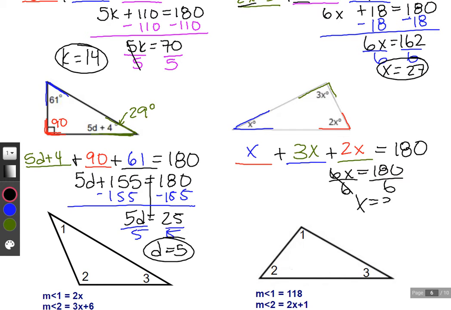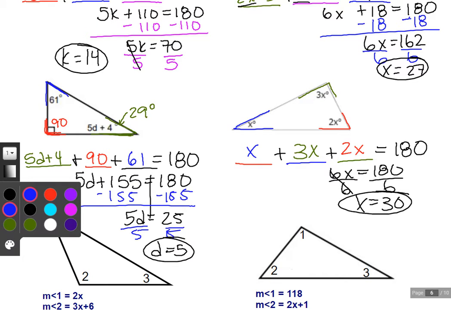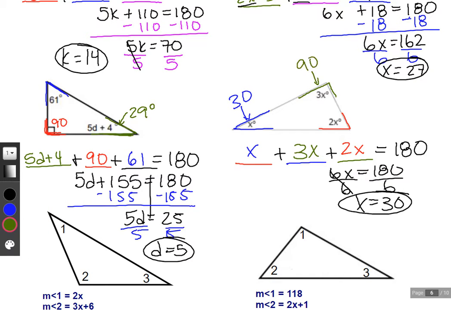Okay. So let's put those back into the equation. So x is just going to be 30. 3 times 30 will give us a 90. Oh, we have two 90s here. That's kind of cool. And then we have the red angle. 2 times x is going to be 60. And so if we add those three angles together, 30 plus 60 plus 90, definitely 180 degrees. We are good to go.